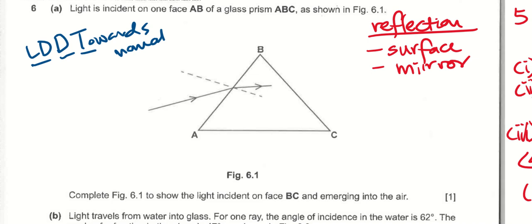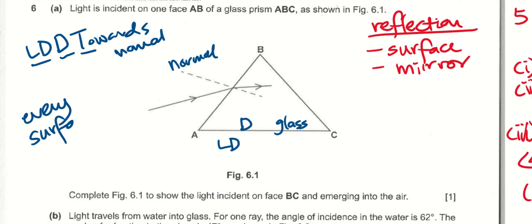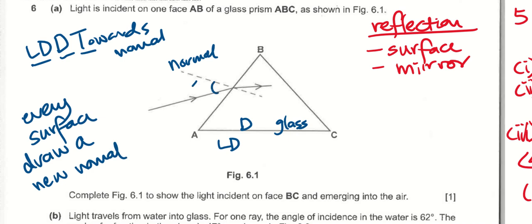Okay, so this is a glass prism. Glass, as you know, must be denser compared to outside, which is less dense. So if it's going from less dense to denser, it will bend towards the normal. They have very kindly drawn the first normal for us at the surface AB. But take note, every time the light passes through a surface, you draw a new normal. So just to recap, this is my angle of incidence and this is my angle of refraction. It is always taken with respect to the normal.